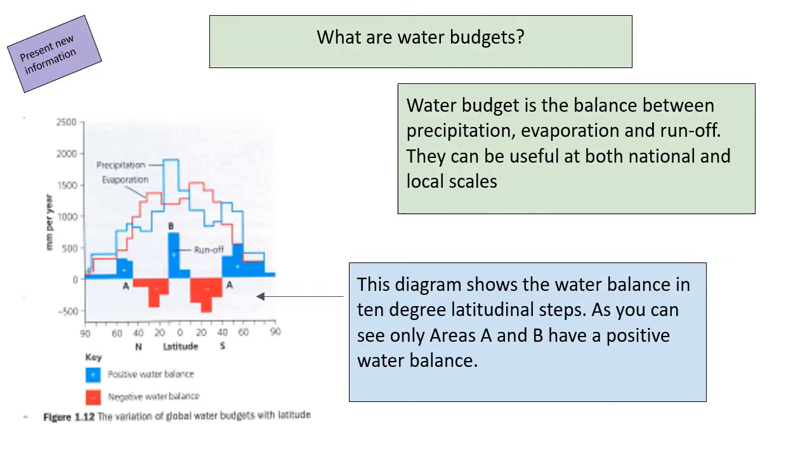Okay, so this is what happens if you plot a water budget across the whole of the globe. What we've got here is latitude, there's the equator, and you can see where the tropical rainforests are, huge amounts of precipitation. Evaporation's pretty high, okay, but not as high as precipitation. So you end up with a significant amount of surface runoff.